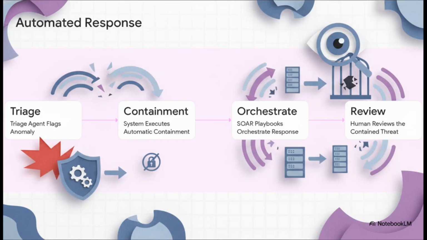You see, operating at machine speed means we have to automate the bookkeeping, not the final decision. First, a triage agent automatically flags the anomaly. Second, the system immediately executes automatic containment, doing things like terminating the agent session or revoking credentials instantly. Third, agentic SOAR playbooks orchestrate the response, aggressively scooping up all the forensic data. And finally, a human operator steps in to review the contained threat and make those critical disclosure or remediation decisions. Human decision speed during an incident should absolutely never be rate limited by manual evidence collection.